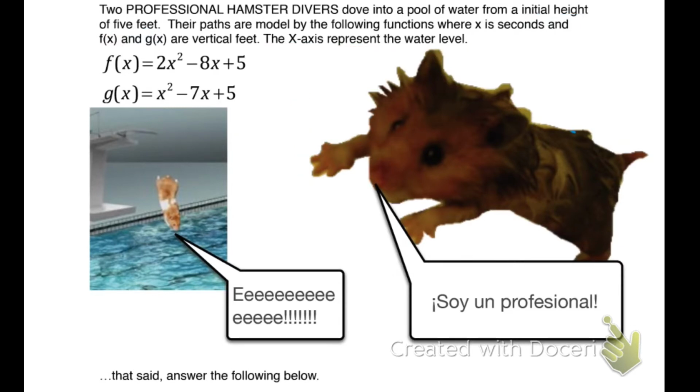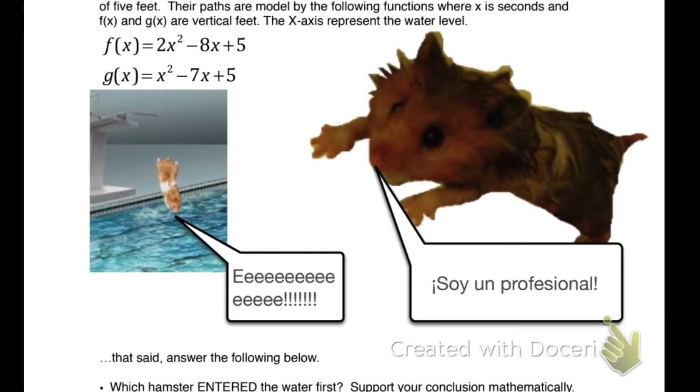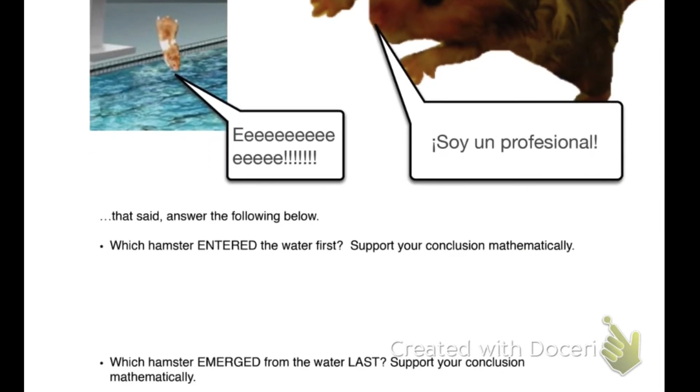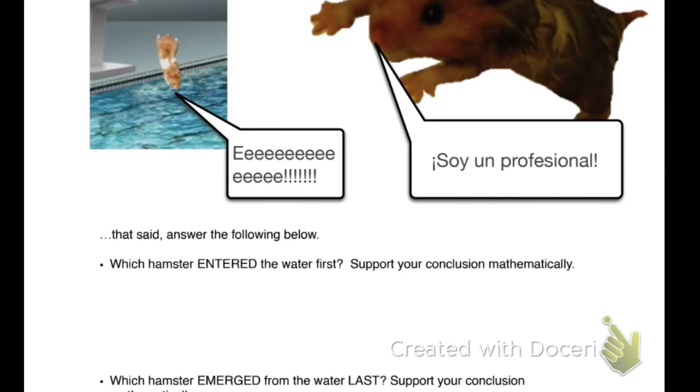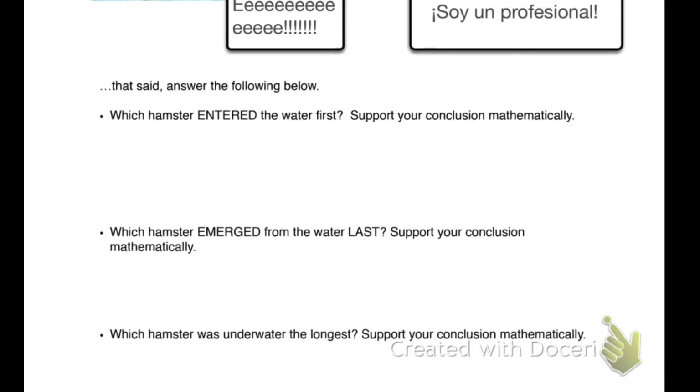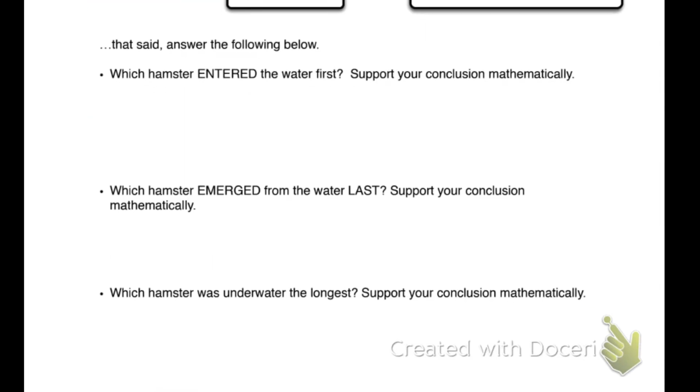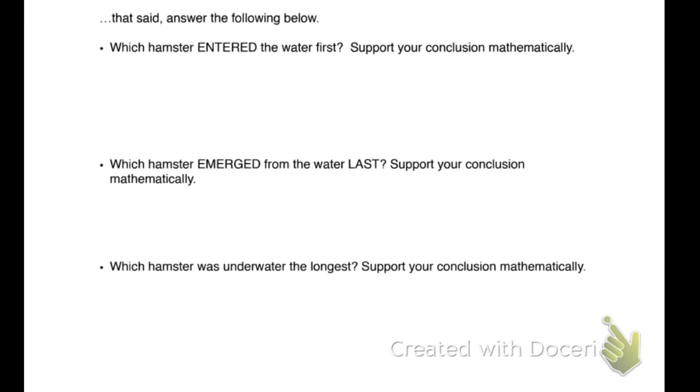Okay, so our two functions, f of x equals 2x squared minus 8x plus 5, and g of x, we have x squared minus 7x plus 5. So let's go down and look at the questions. Which hamster entered the water first? Support your conclusion mathematically. And then, which hamster emerged from the water last? Support your conclusion mathematically. So we've got to show our work. And which hamster was underwater the longest? Support your conclusion mathematically.